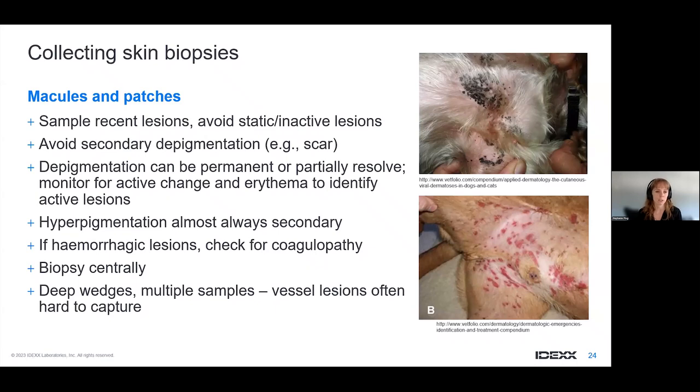So if you see any hemorrhagic lesions, it's really helpful to check for any coagulopathy as well. This is another example where a biopsy that's taken centrally is preferred. And again, because we're looking for underlying vascular lesions, a bit similar to the ulceration in this case, multiple samples are helpful, and deep wedges are really preferred if possible clinically.